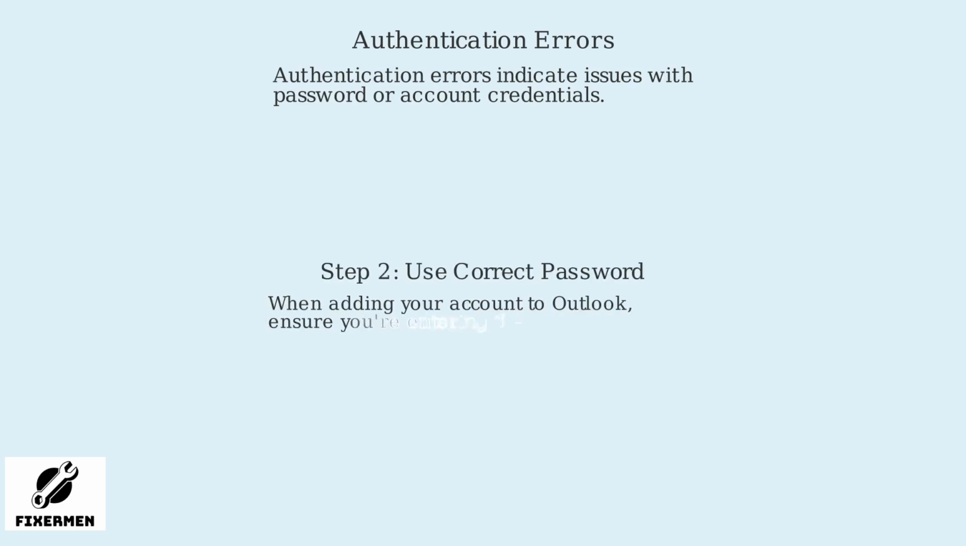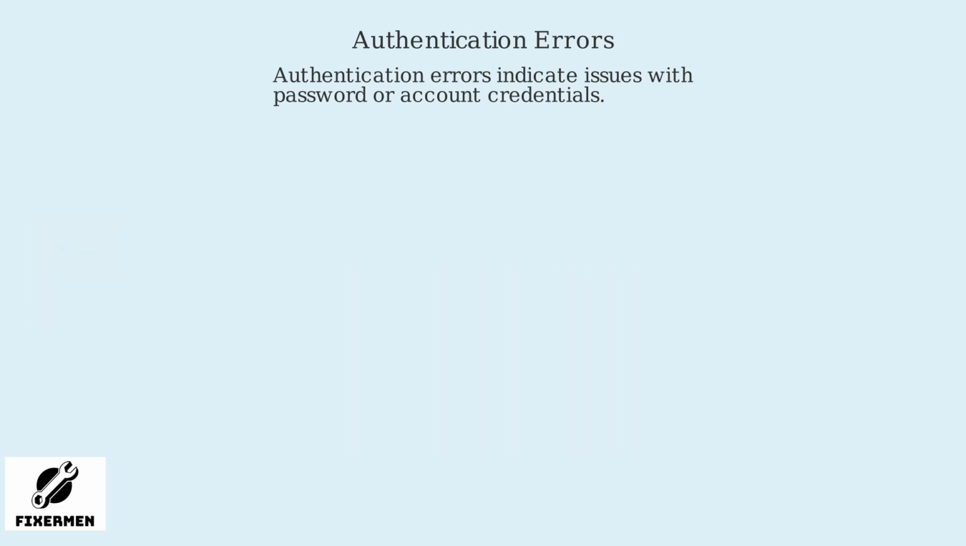Next, when adding or re-adding your account to the Outlook app, make sure you're using the correct password. Double-check for typos or case sensitivity to avoid further authentication issues. Following these steps should resolve most authentication errors. If issues persist, consider checking your internet connection or contacting Microsoft support.